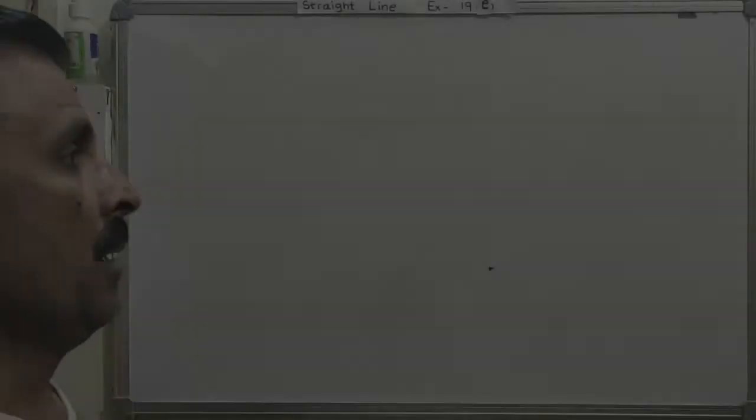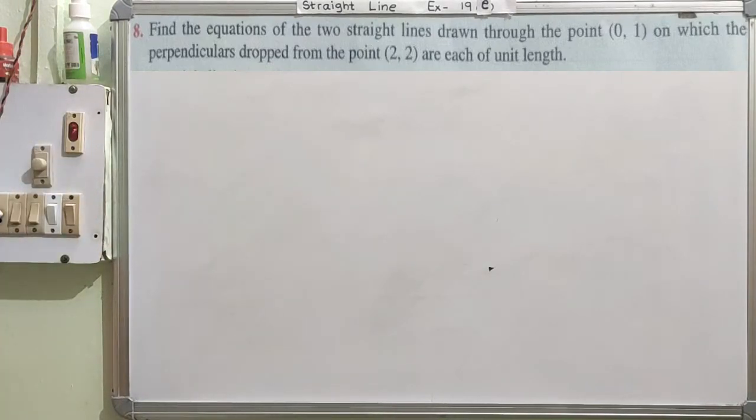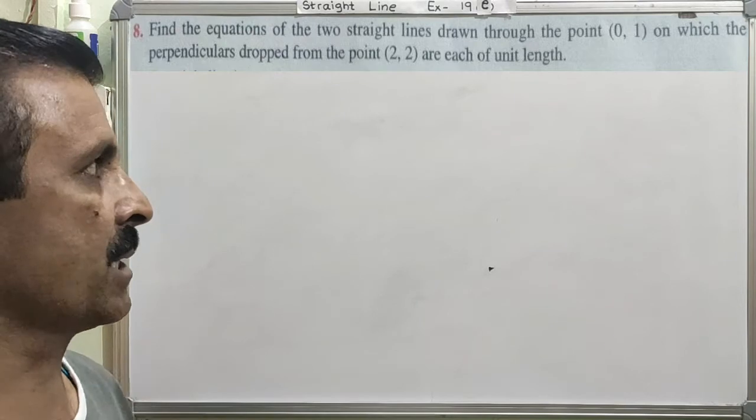Thank you. Now the last question for the day is question number 8. Look at the board. Question number 8: find the equation of two straight lines. Once again, we are asked to calculate the two equations. Find the equation of two straight lines drawn through the point (0, 1) on which the perpendicular dropped from the point (2, 2) is of unit length. Now, according to the question, the line passes through the given point, right?